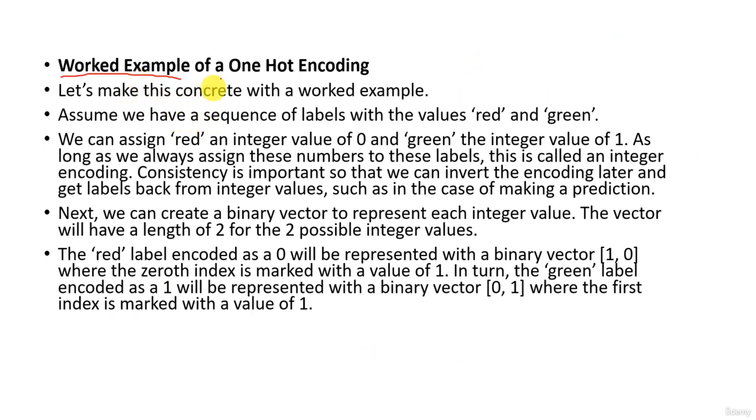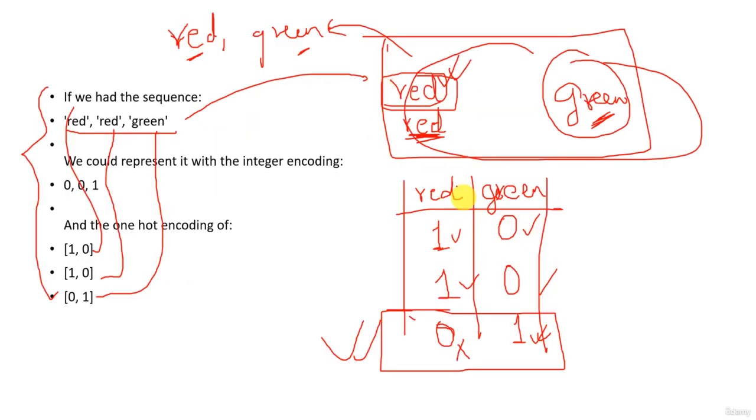Now you can see the worked out example description right here. Assume that we have a sequence of labels with the value red and green. We can assign red as an integer of value 0 and green to the integer of value 1 for the instance of green. So in this way we can create this binary vector to integer and map to some integer value by using one-hot encoding technique. So this is a pretty simple way to represent your categorical variables as integers.